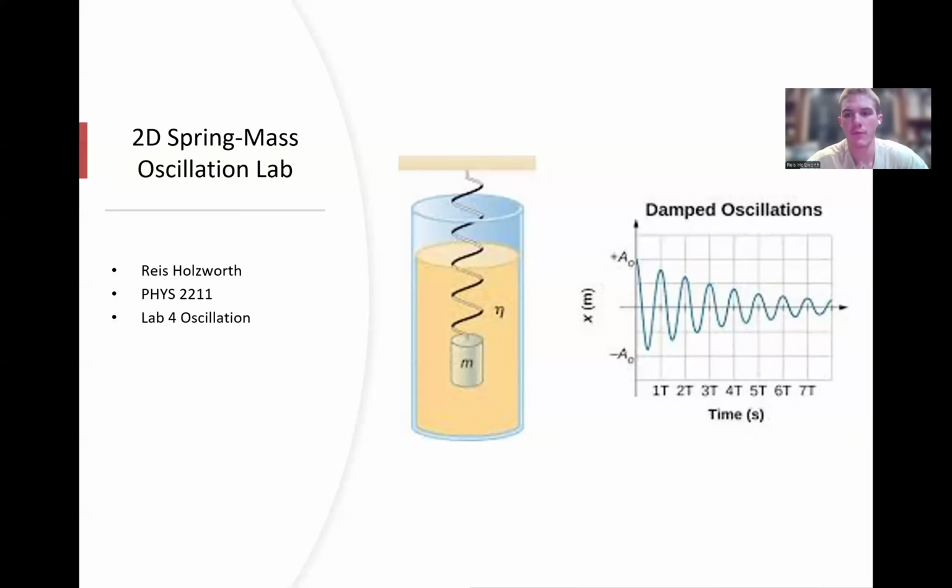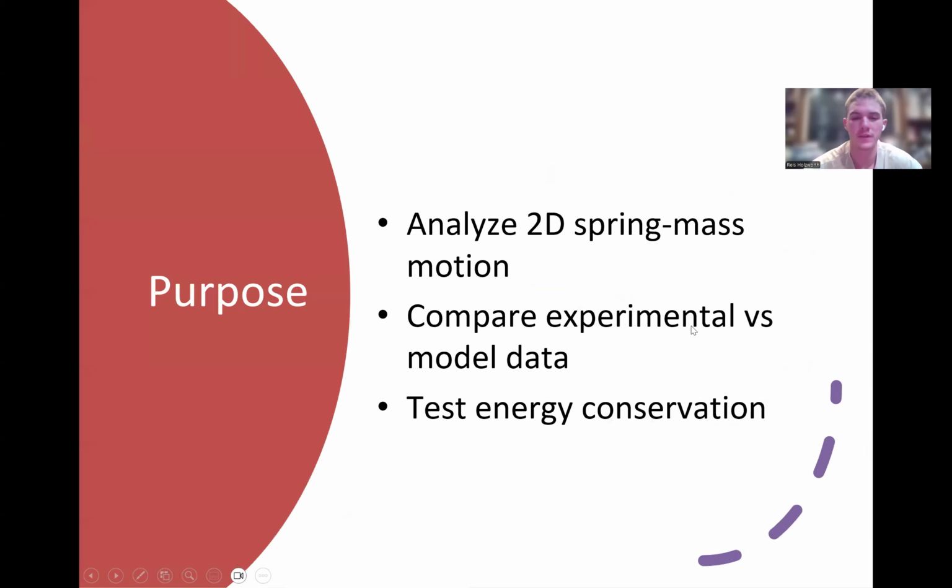And this is lab 4 for Physics 1, the 2D spring mass oscillation lab. On the right, you just see some examples of oscillations and springs. The purpose of this was obviously to analyze how 2D spring mass motion works, and once again, comparing experimental versus model data throughout the experiment and testing energy conservation.